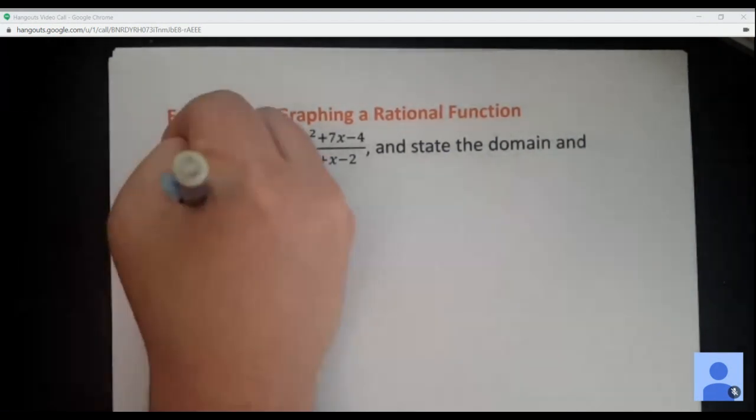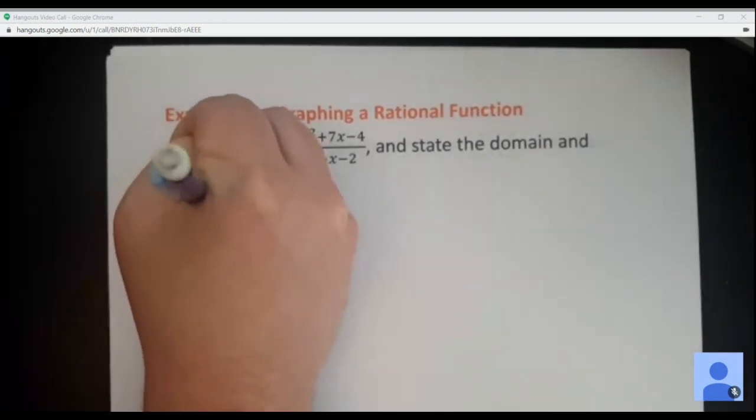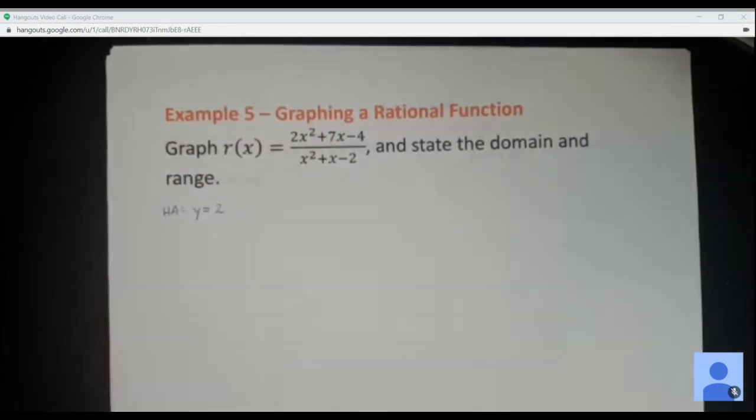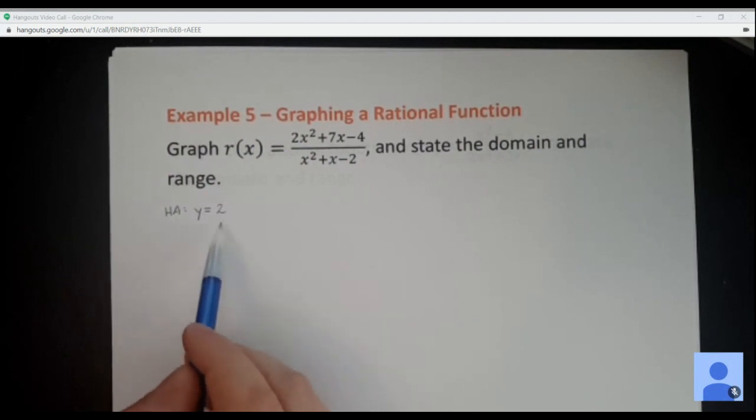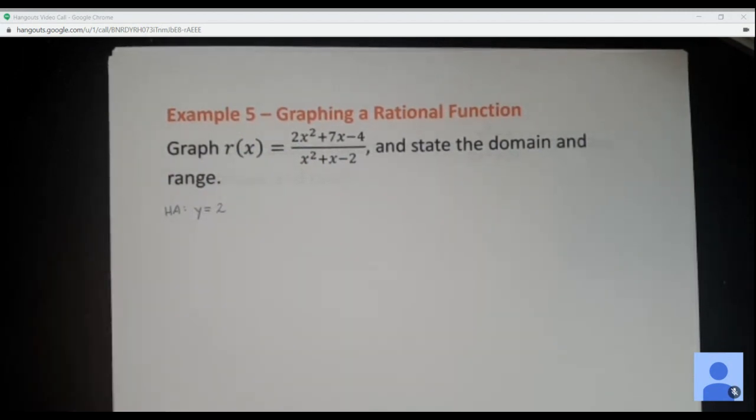Now remember, the entire equation here is actually going to be y equals 2. So again, when you're putting those in WebAssign, just make sure you've got the entire equation for that horizontal line, so y equals 2. Questions on that?